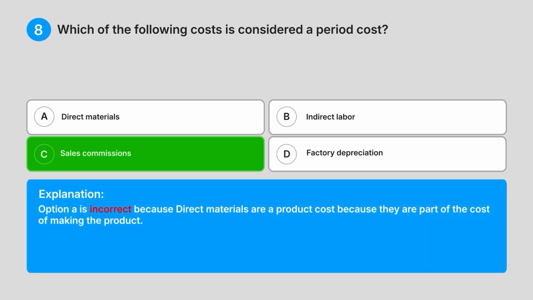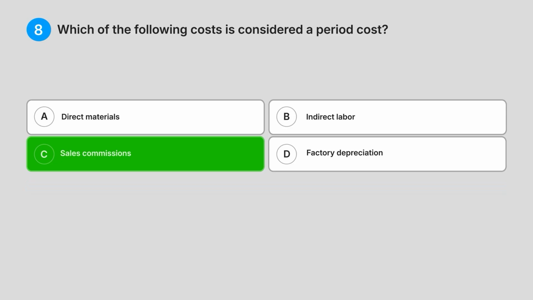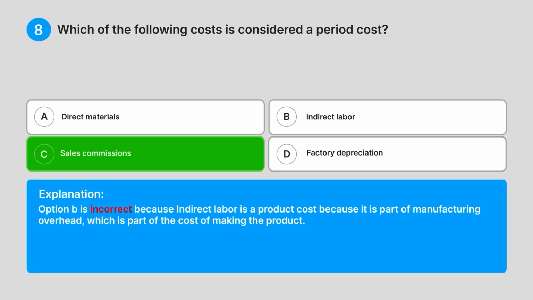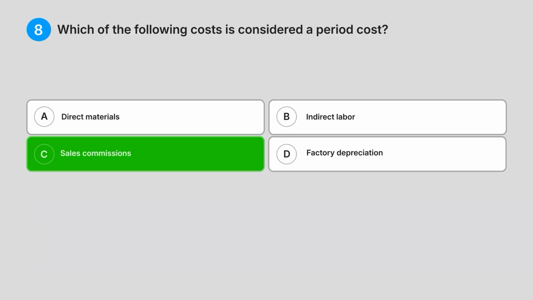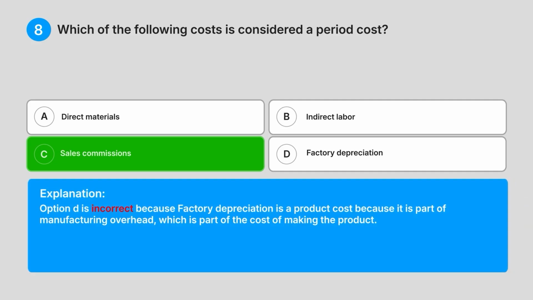Option A is incorrect because direct materials are a product cost because they are part of the cost of making the product. Option B is incorrect because indirect labour is a product cost because it is part of manufacturing overhead, which is part of the cost of making the product. Option D is incorrect because factory depreciation is a product cost because it is part of manufacturing overhead, which is part of the cost of making the product.